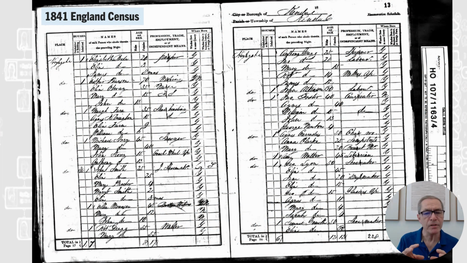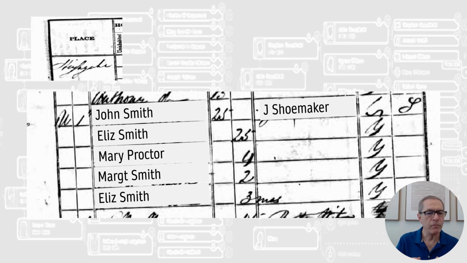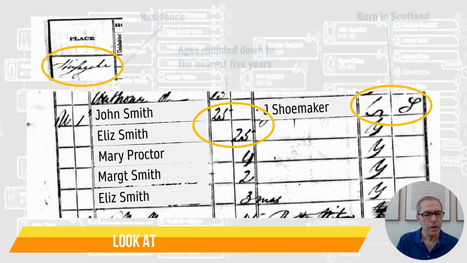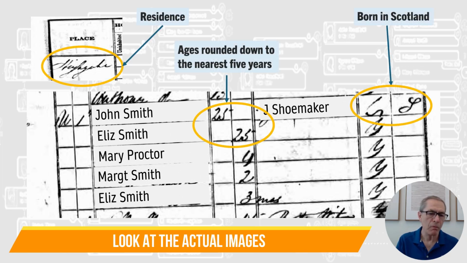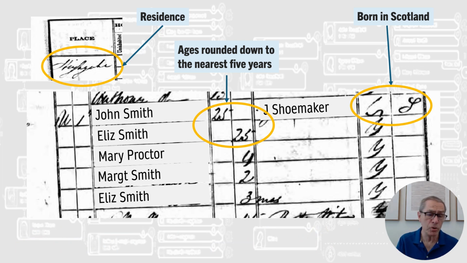So here we are at the 1841 census, and let's zoom into our Smith family. And here we have John Smith, Elizabeth Smith, Mary Proctor, Margaret Smith, Elizabeth Smith, the daughter of 3 months old, and John Smith is a journeyman shoemaker. The J means journeyman here.